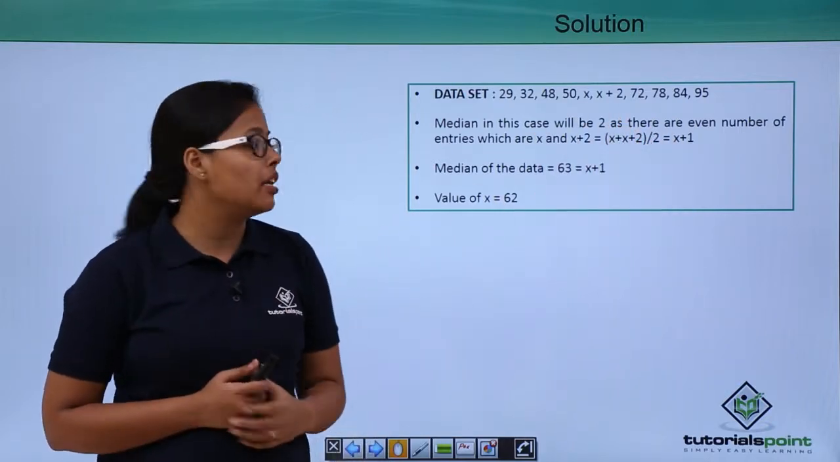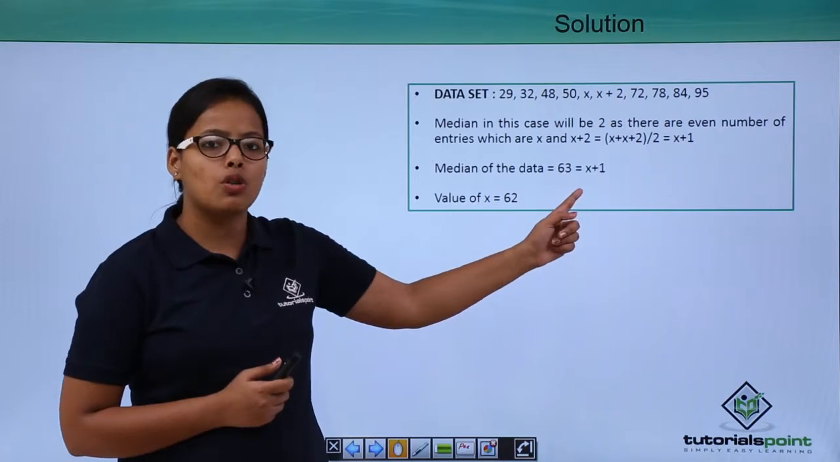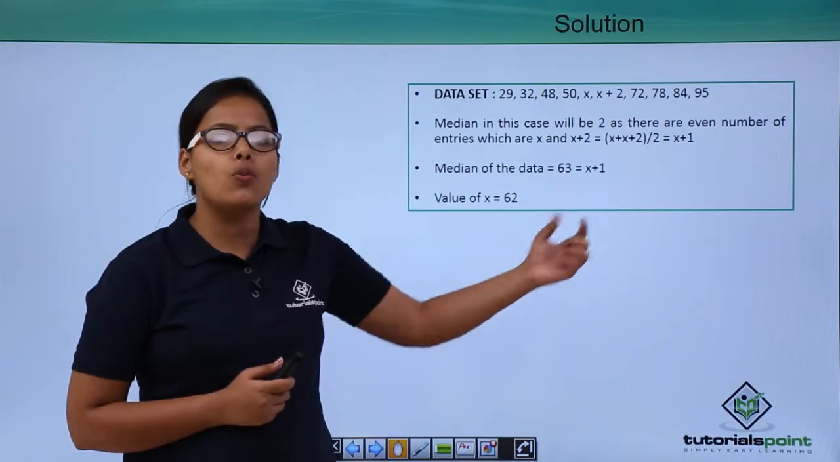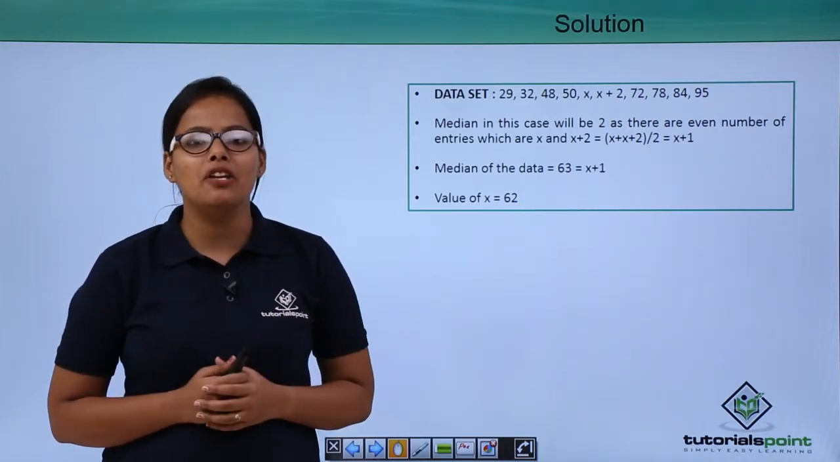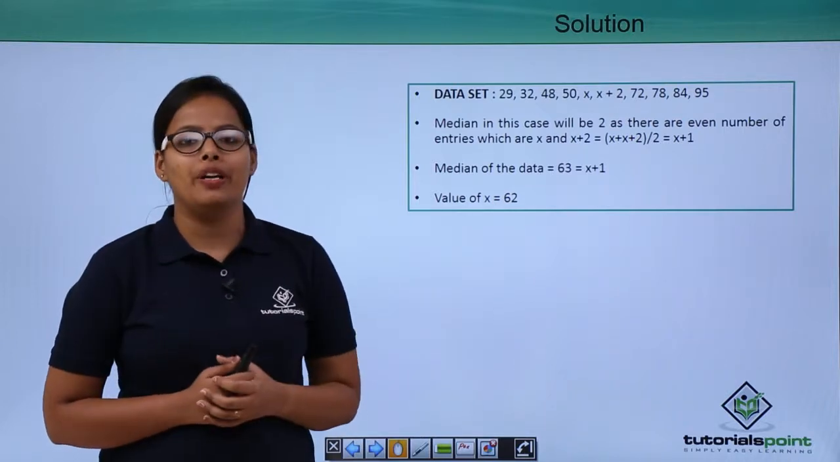And what is the given median? The given median is 63. So now you will compare these two values so that you can find the value of x, which will be 62 here.